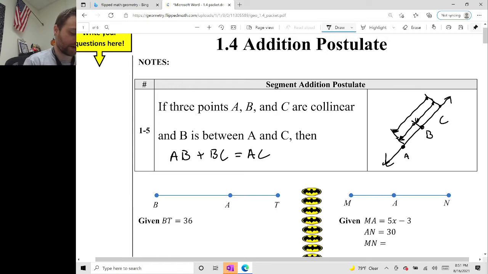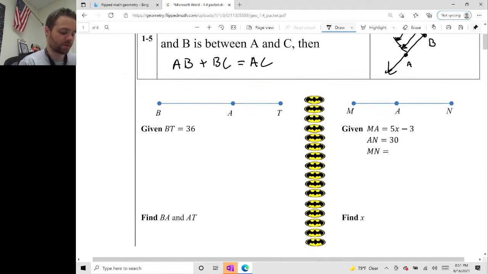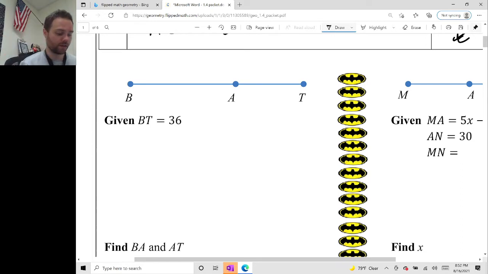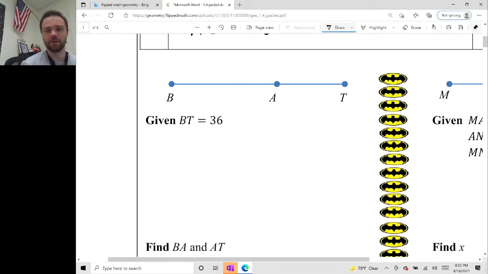And this is something that might seem intuitive. It's just harder to talk about and harder to quantify whenever you're first starting out, so it just takes a little time. So we got our first example. It says BT equals 36, and yeah, they're referencing Batman. So Batman is pretty cool, I guess. I like a lot of the video games. They're pretty fun.